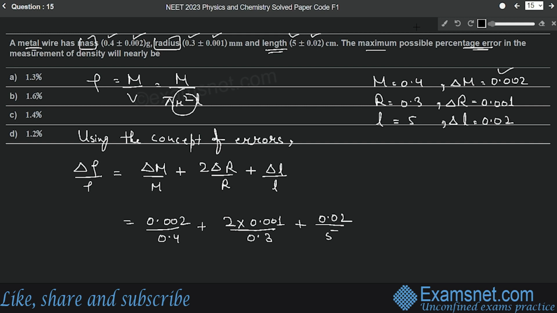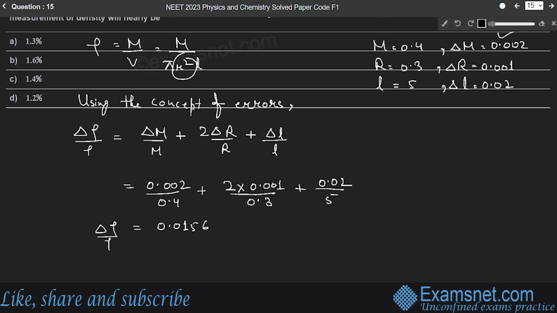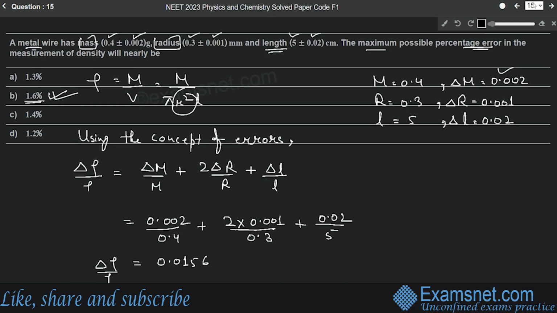Now we'll solve this, and on solving this we'll get 0.0156. This is the value of delta rho by rho. That means the error in density, but we have to find out the percentage error, right? So delta rho by rho percentage will be this value multiplied by 100. Okay, 0.0156 into 100, that will be equal to 1.56. Now in the options, we don't have 1.56%. So the approximate value will be 1.6. So option B will be the correct answer.